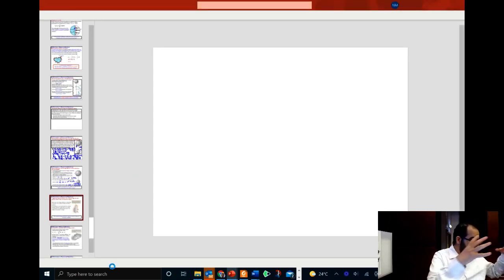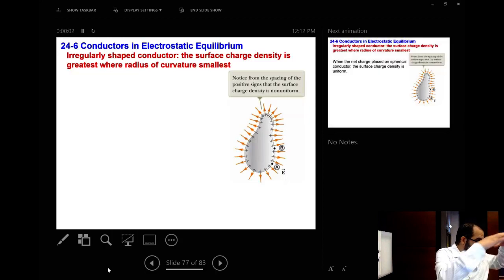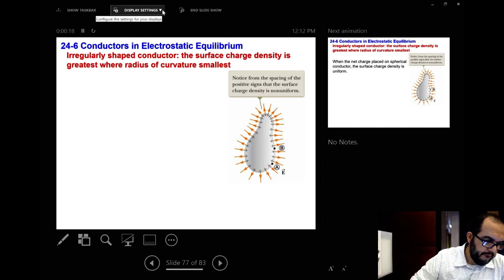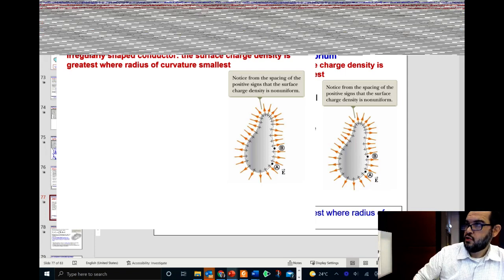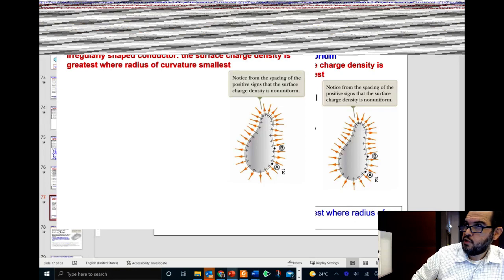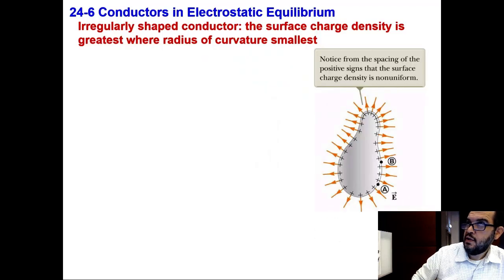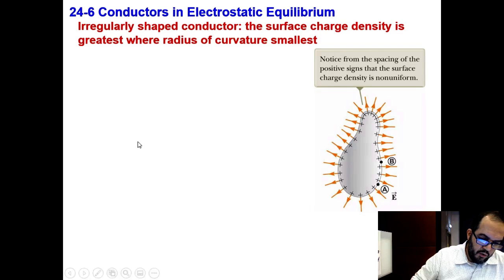Okay, so if you take a conductor that has a spherical shape, the charge per unit area at any point on the surface of the conductor is going to be the same because of symmetry. How about if the shape is not symmetric? Like, for example, this shape here. You can see this is not spherical, so the radius of curvature here is much more than the radius of curvature here. So the charge per unit area is not going to be the same.